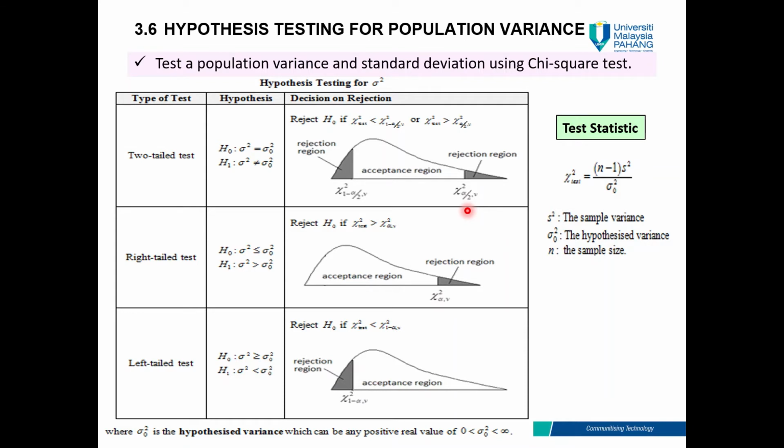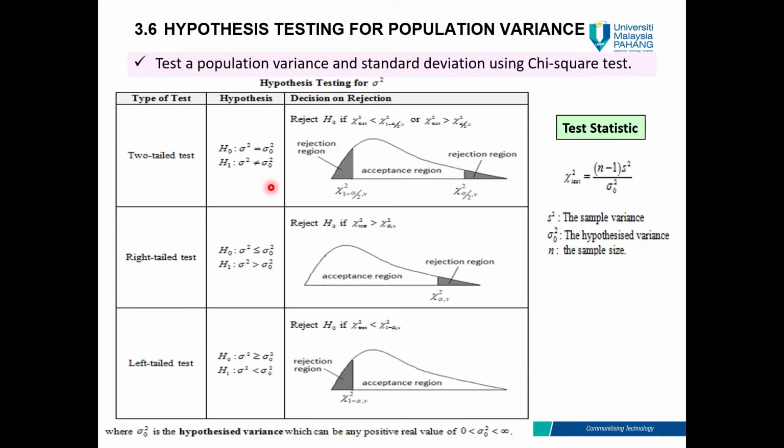So the formula for your test statistic for this parameter, which is population variance, is this one, okay? N minus 1 multiplied by the sample variance divided by the hypothesized variance. So the sigma square not in this formula is the hypothesized variance, which is the hypothesized value that will appear in your hypothesis statement. Alright, so this hypothesis testing is for any claim or hypothesis that is concerning a population variance.